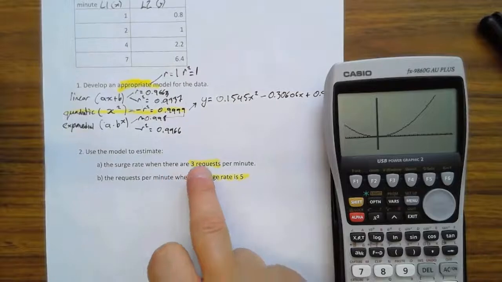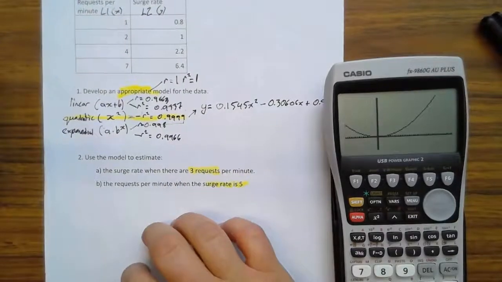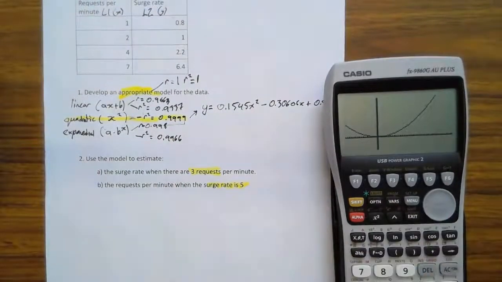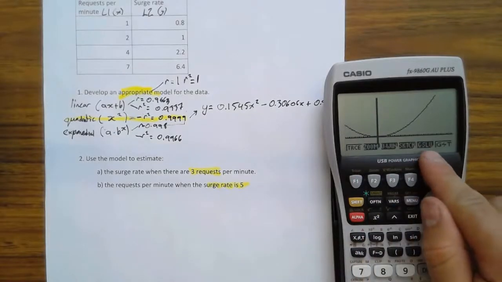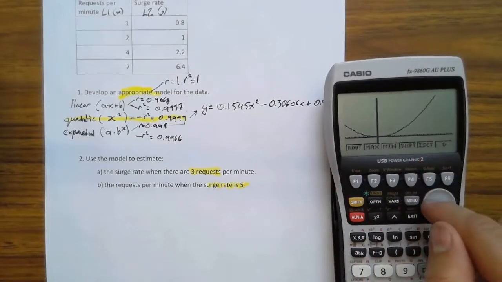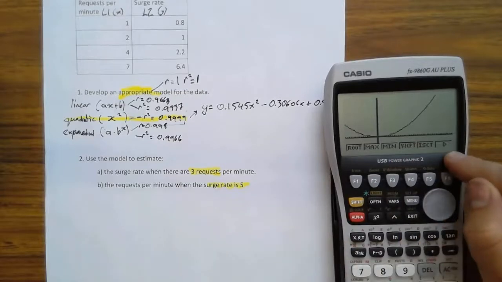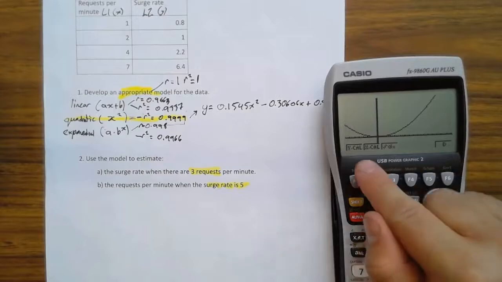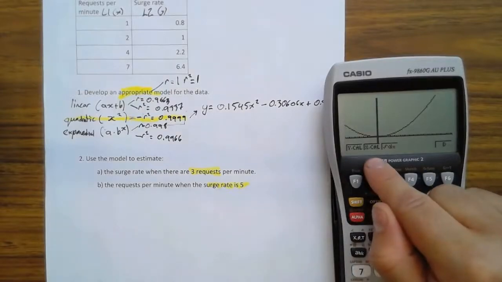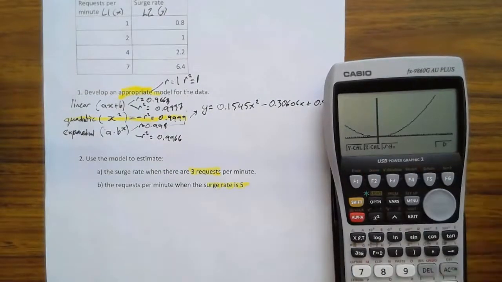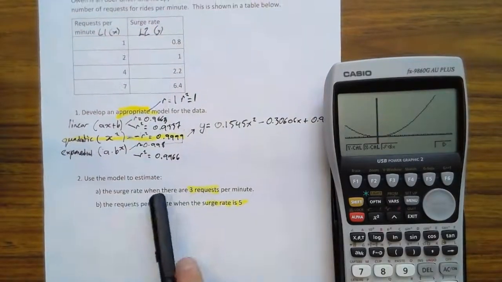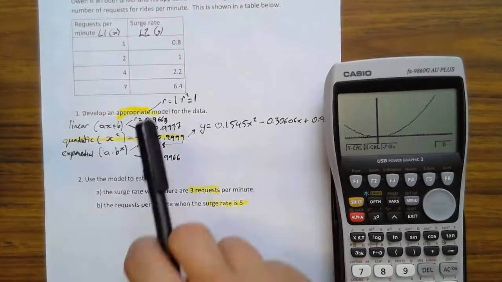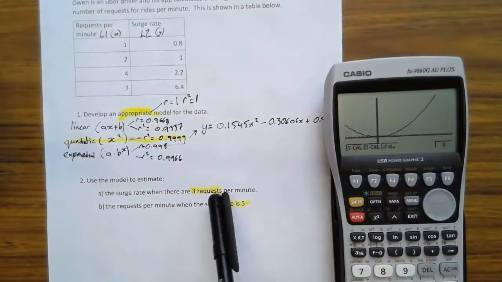The surge rate when there are 3 requests per minute. Okay. So I'm going to go shift, and I'm going to go to this one called G-solve. Hit that, and it gives us a whole heap of options. Okay, the options we want is on the next screen. So arrow across, we want ycal and xcal. Okay, which one? Well, remember how I wrote x and y here? Let's have a look. What is the surge rate y when there are 3 requests per minute?